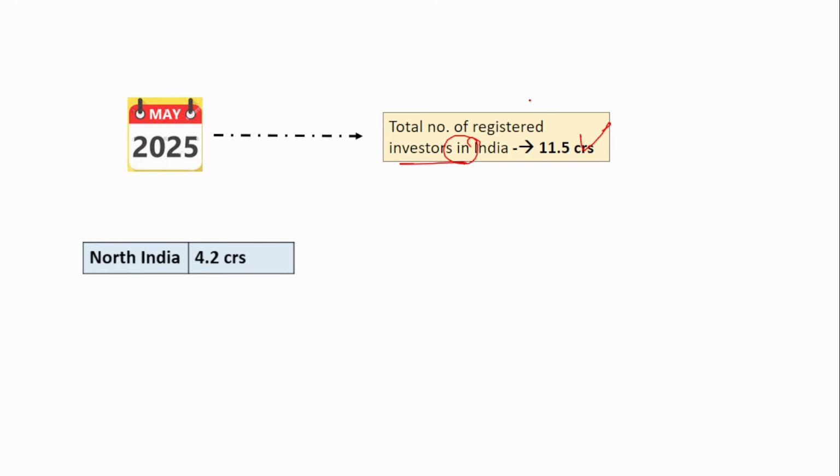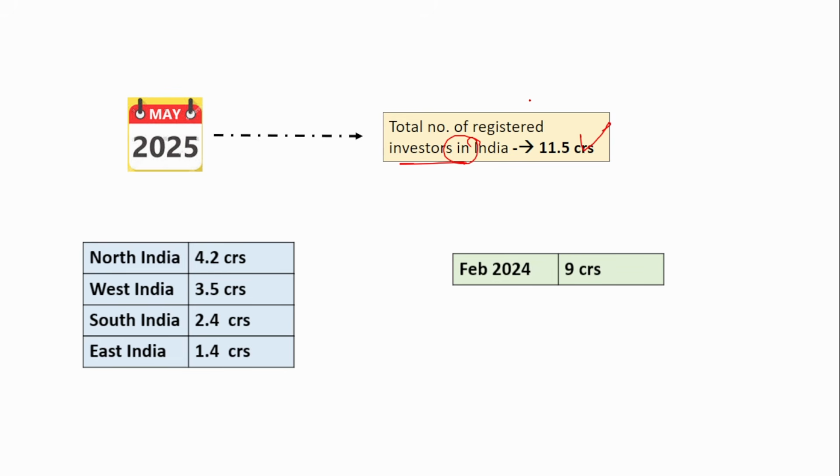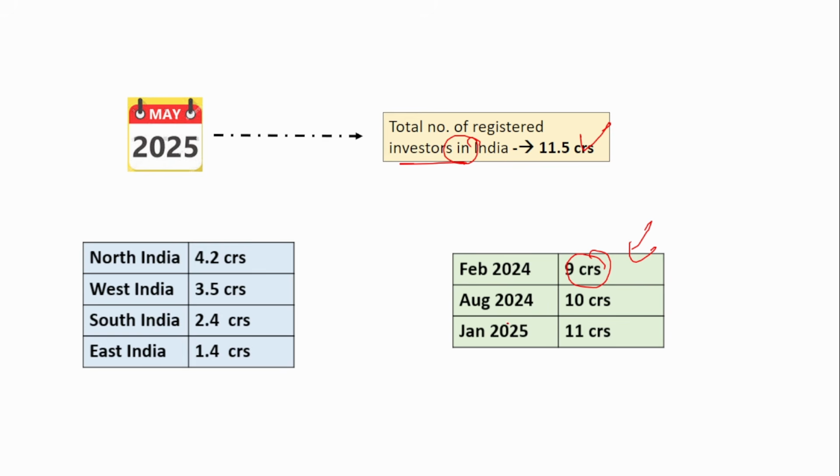This is the region wise distribution. North India has around 4.2 crores registered investors, followed by West India 3.5, South India 2.5 and East India 1.4. So North India has the maximum number of registered investors. In February 2024, the 9 crore registered investors mark was crossed, then in August 2024, the 10 crore mark was crossed. Now in January 2025, the 11 crore mark was crossed.